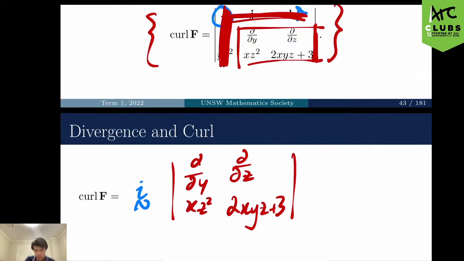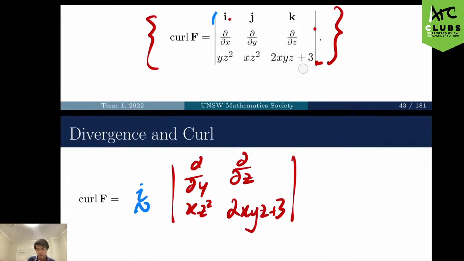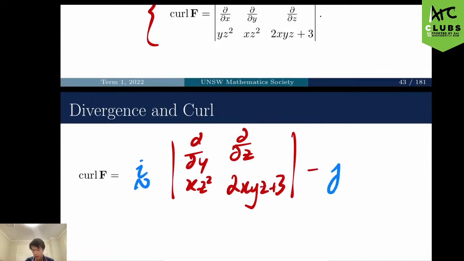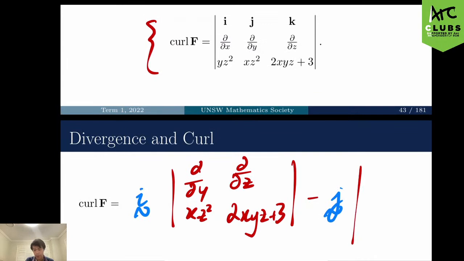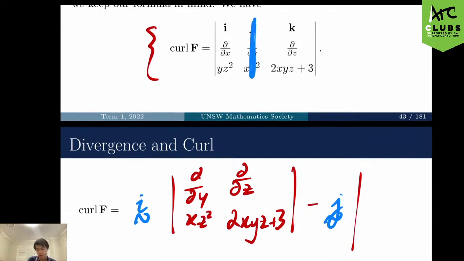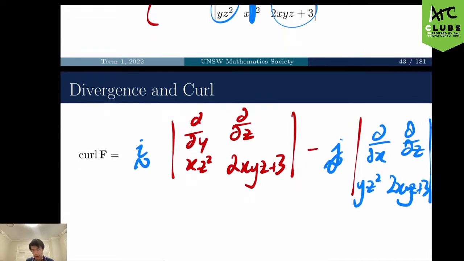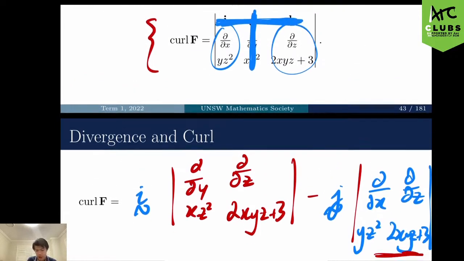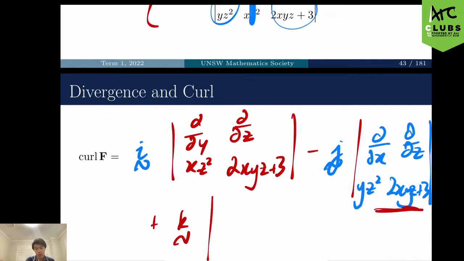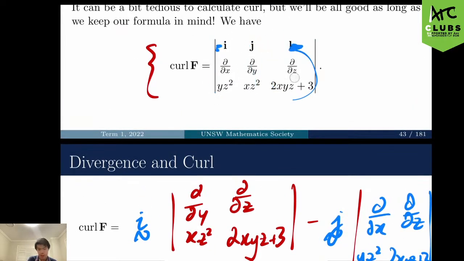Then we go to the next one. We've done i, and now we actually start alternating signs. We do minus j, and we do the same process. So cut out this row, cut out this column, and we're left with these 4 things. Just do that. And we're all good, right? So we've got that determinant. And you can guess what the final term will be: plus k times the determinant of everything excluding that last column and that first row. Right, so we're all good.